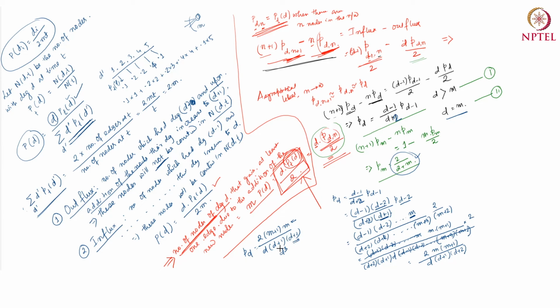So you will have a component which is d to the power 3. So PD will be proportional to 1 by d cubed, meaning it is proportional to d to the power minus 3. So we will see here that the degree distribution also follows a power law, and the coefficient is minus 3, the same coefficient we obtained when we used the continuum approach.